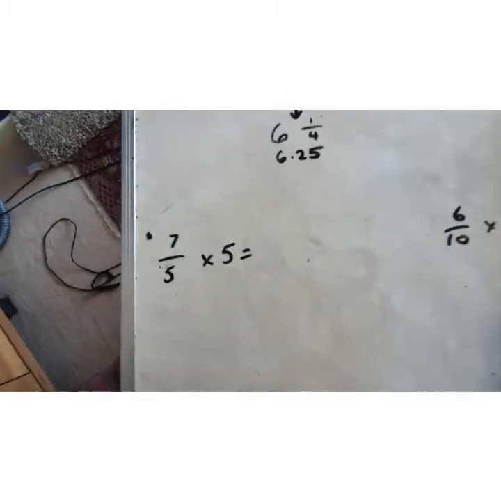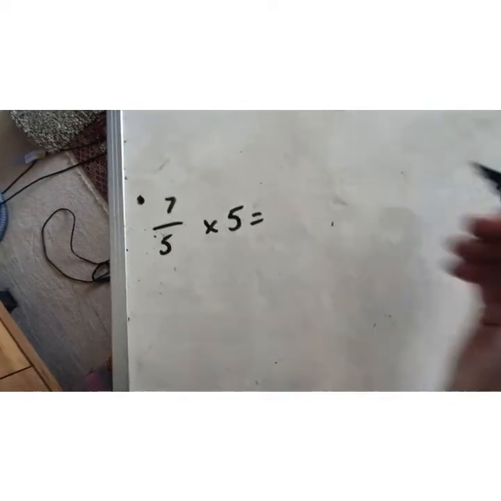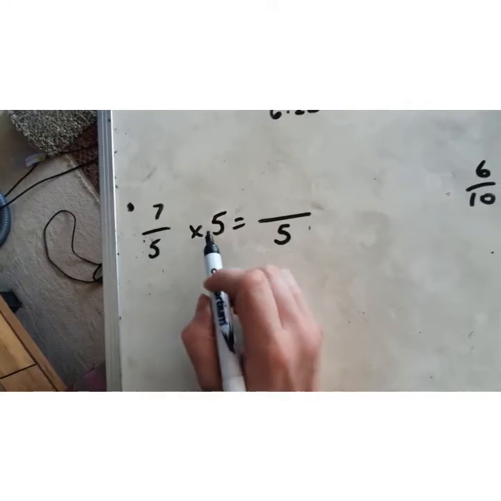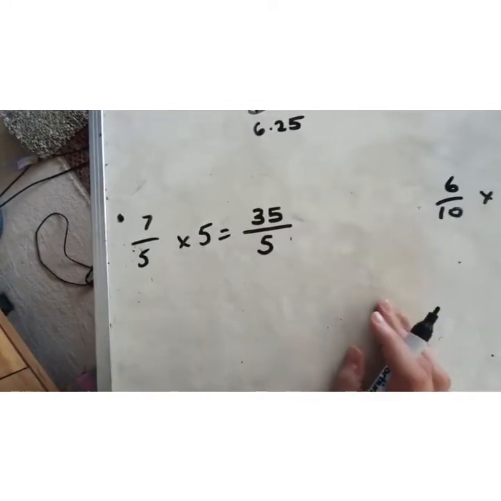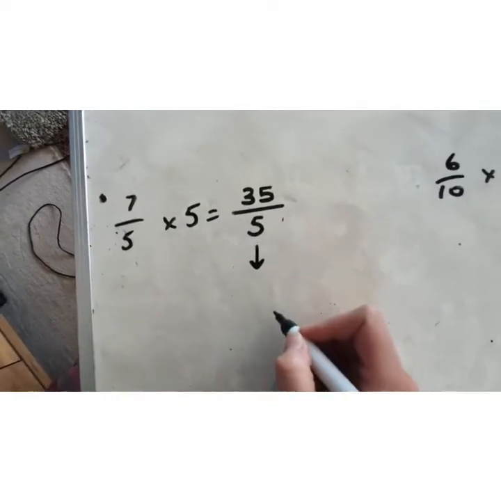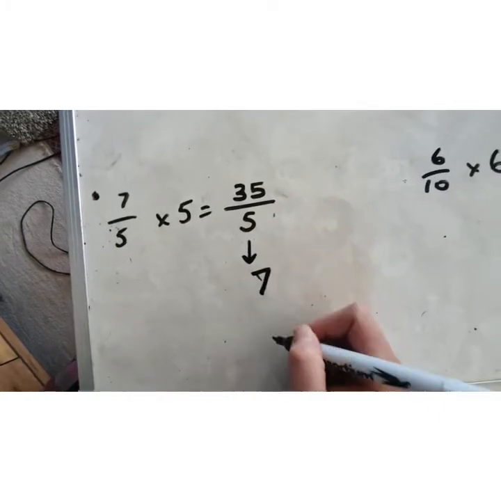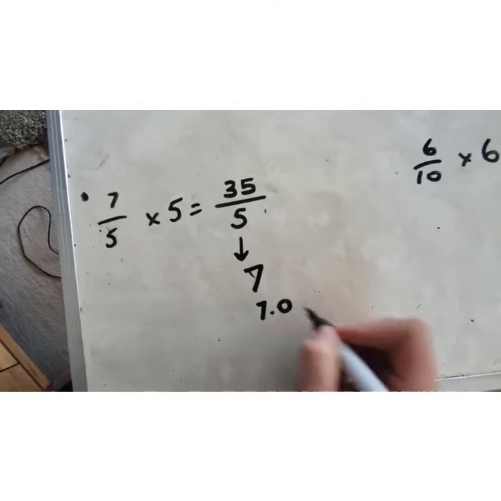Okay, 7/5 multiplied by the integer of 5. Denominator stays the same. We have 7/5 5 times. 7 times 5 is 35. To turn that into a mixed number, we need to do 35 divided by 5, which is 7. There is no decimal equivalent except 7.0.